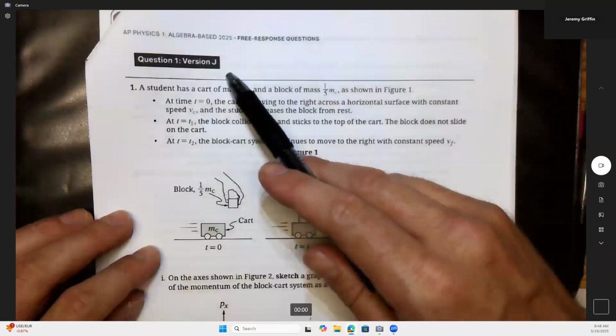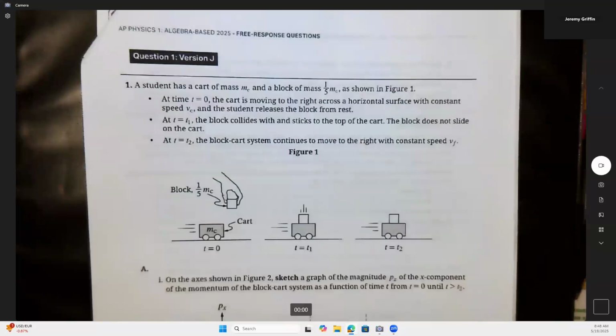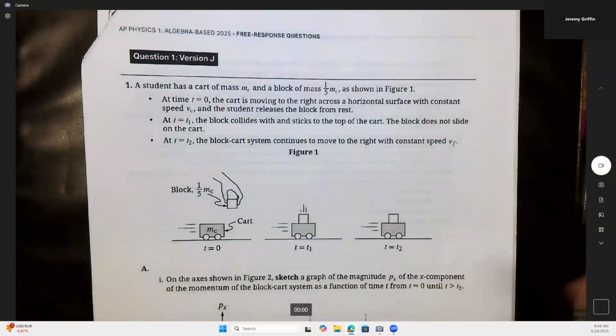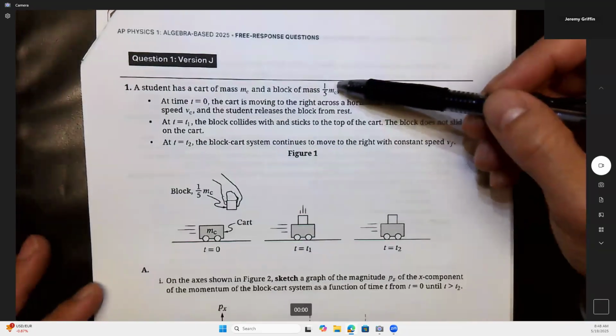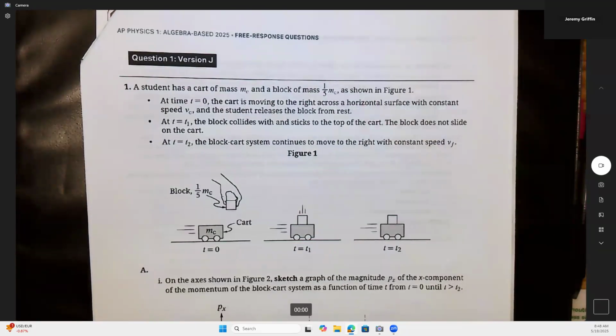Right now, it says version J. I don't know what the difference in the versions are, but I was asking you guys before class, and you were saying these look familiar. So, was it an entirely different question, or did they change this 1/5 to 1/4?